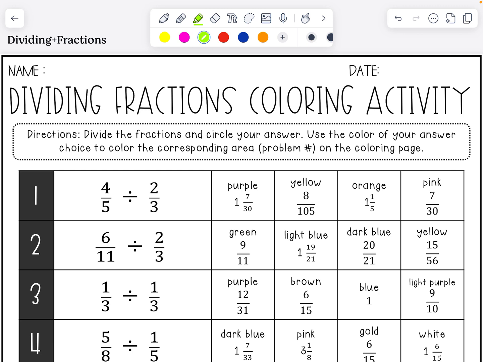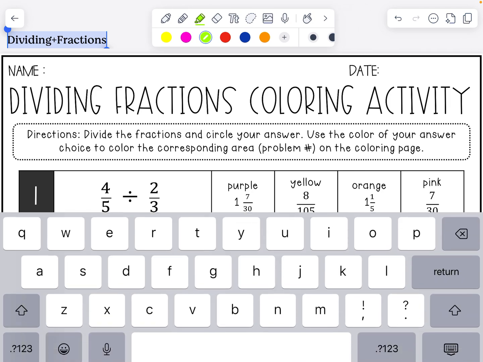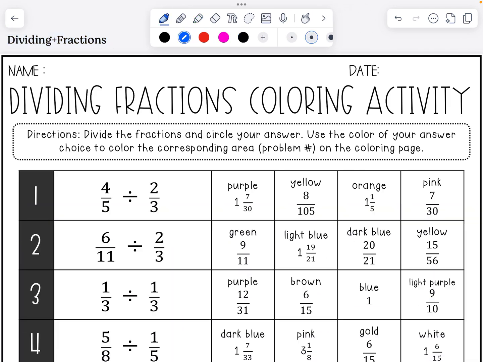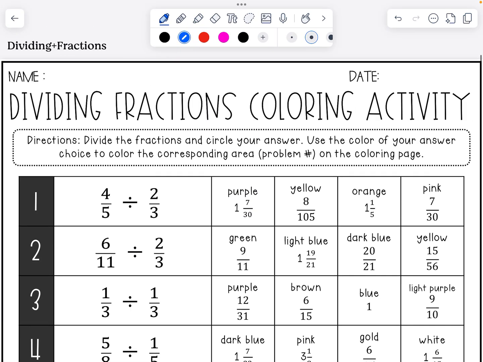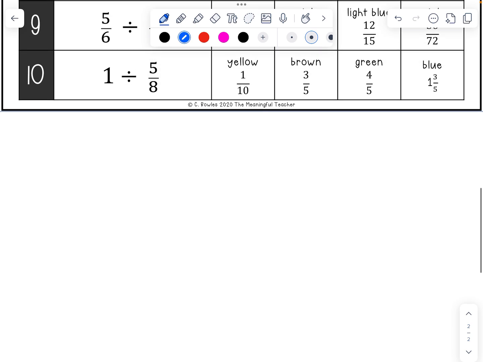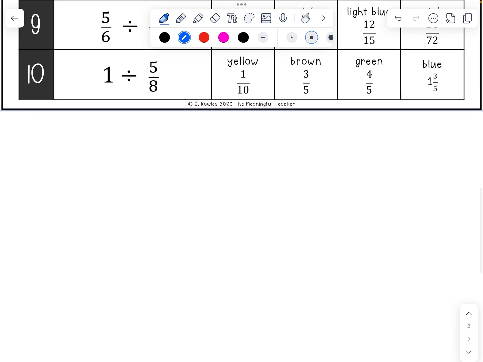Okay, most likely you're going to need another piece of paper to get these problems done. You could either use the back of the paper that you have right now, or you can get an extra piece of paper, whatever is easier for you. Okay, so I'm going to start with the first one, 4/5 divided by 2/3. So I'm going to go ahead and write that here, 4/5 divided by 2/3.